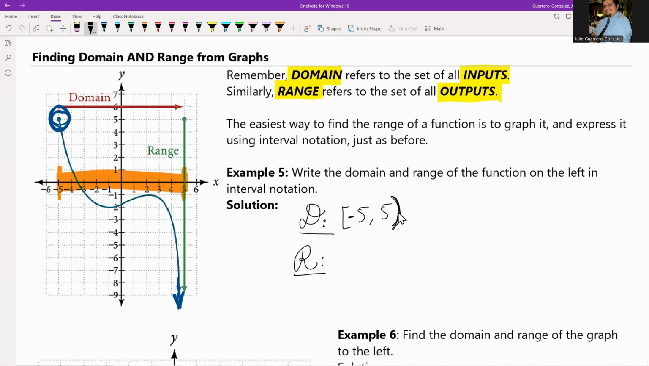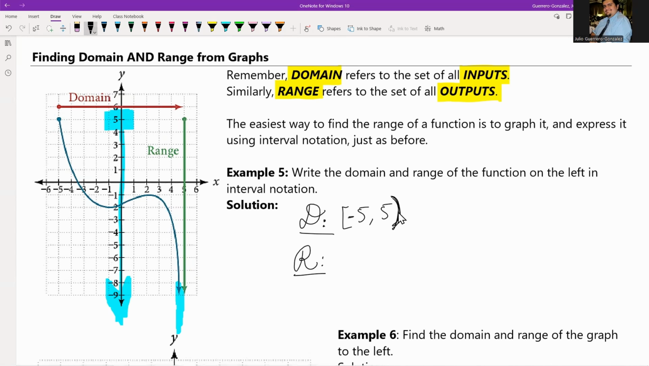Our range is the set of all possible outputs. So in this case, I'm looking at my y values, okay? Let me get rid of all this. There we go. I am looking for my y value. It looks like it starts about right here, okay? And it goes all the way down. And if you guys notice, this arrow tells you that it keeps dropping down, right?